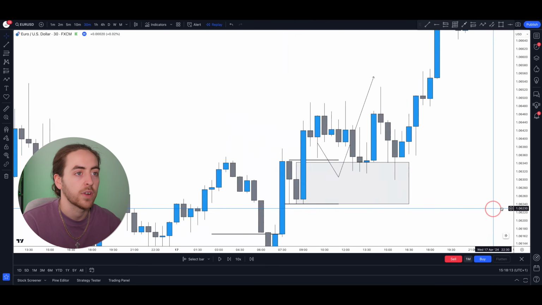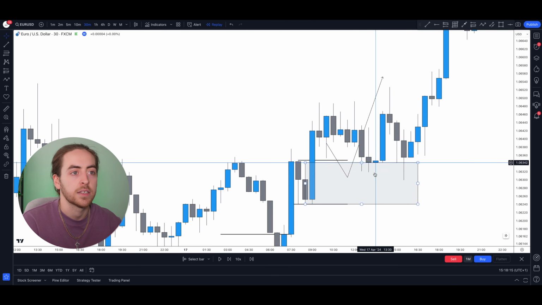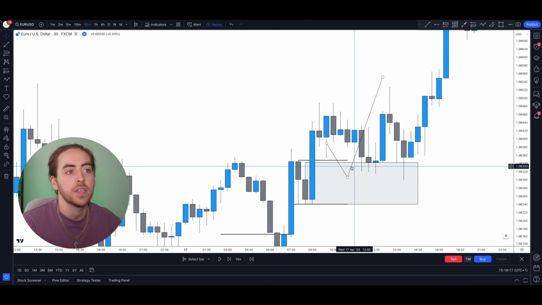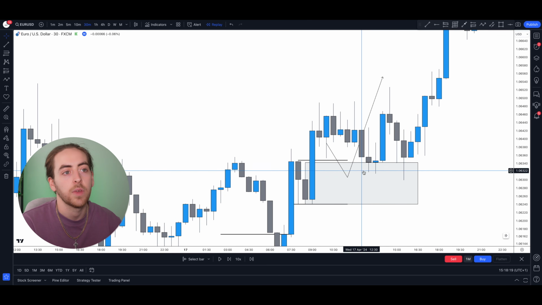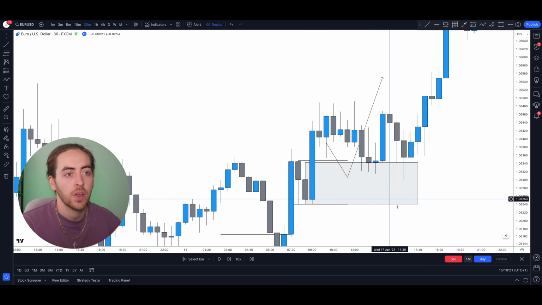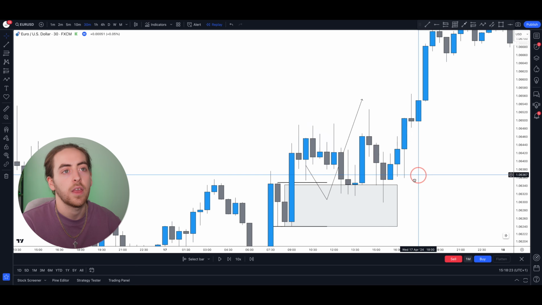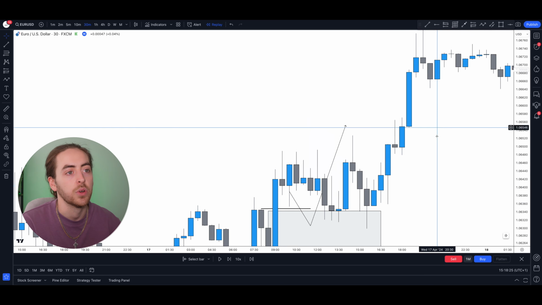We get the market trading down and tapping into this demand. As you can see, we fail to even close in this indecision area. We have buying pressure, buying pressure, buying pressure, a final push of buying pressure, and that leads us into this large bullish upward move.